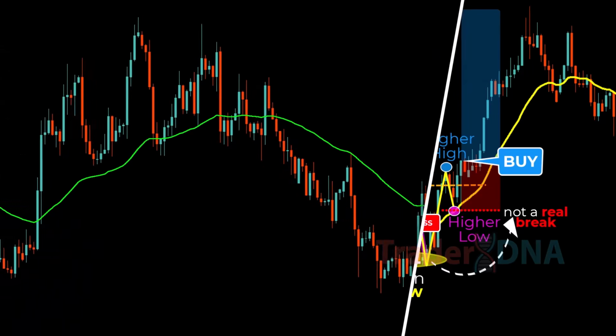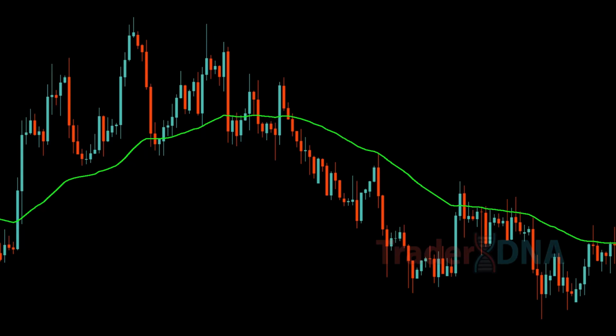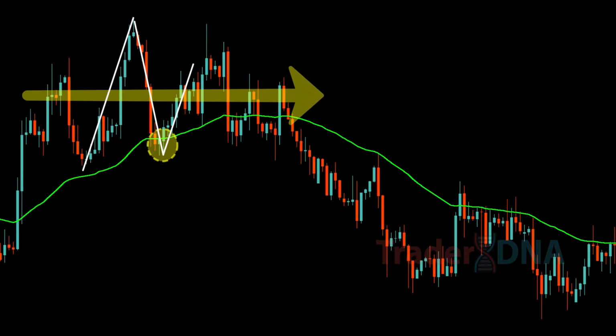Now let's flip the script. Let's talk about a downtrend example. Take a look at this chart. Price touches the 50 EMA, starts moving sideways, bouncing up and down like it's confused. This is the market playing mind games.